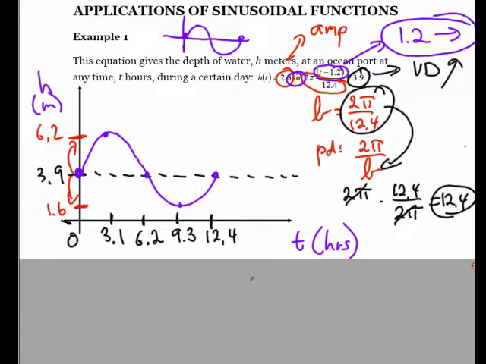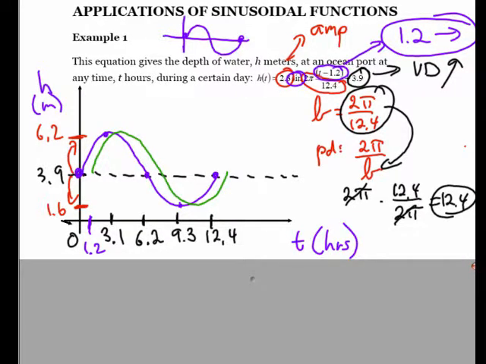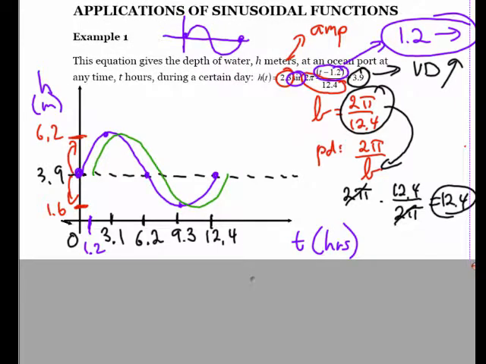But we have to remember that we haven't yet applied the shift horizontally 1.2 units to the right. And 1.2 units is about right there. And so what I need to do is take this graph and shift it 1.2 units to the right. So there's one cycle of what's going on with the tides. If I wanted to extend my graph, I could.